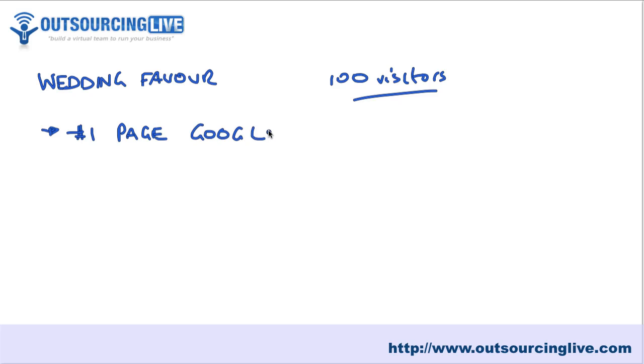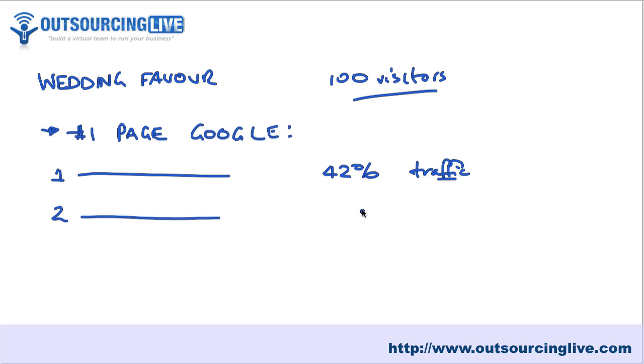This is really the general statistic of what happens when you rank on the first page of Google. If you're in the number one position, statistics show that you get about 42% of the traffic just for ranking number one for any keyword. So if you're ranking number one for wedding favors, you'll capture at least 42% of the traffic. If you're ranking number 2, you'd capture about 12% of the traffic, which is a big drop. It's about a 30% difference, which is why people try to get the first place on Google.